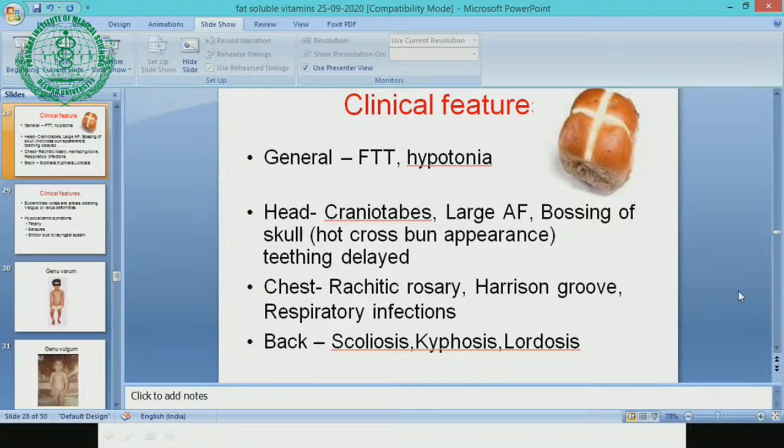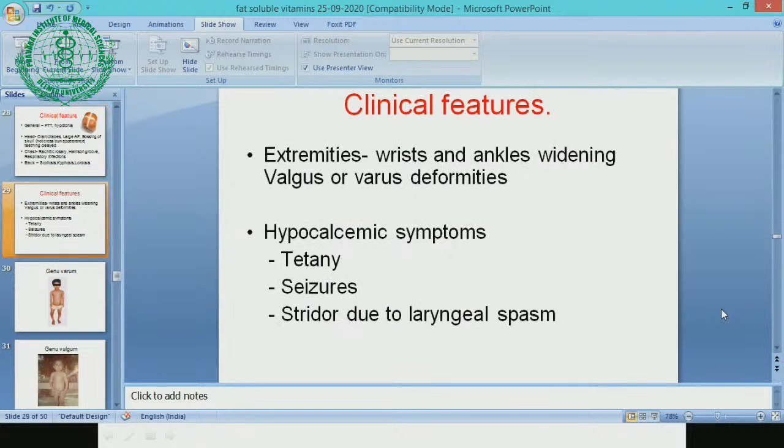Harrison groove is because of the hypotonia of the intercostal muscles, and the diaphragm will pull at its insertion, and we will get a groove or ridge on the lower intercostal space. Because of the hypotonia of the respiratory muscles, there will definitely be recurrent respiratory tract infections. Then we come to the back. There will be kyphoscoliosis, S-shaped vertebrae, kyphosis of the vertebral column, and there will be lumbar lordosis. All these things can occur in children.